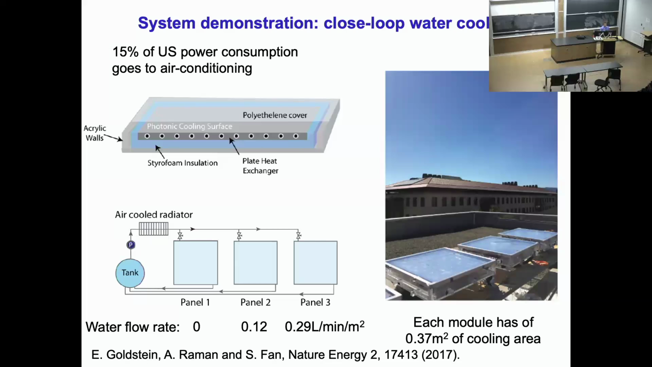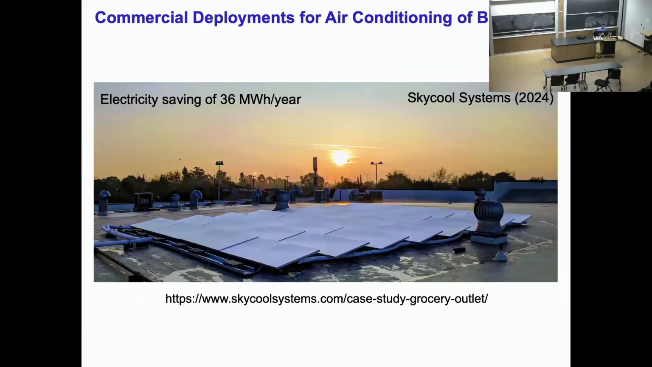15% of US power consumption goes to air conditioning. And so this, as a passive way to improve the efficiency of air conditioning, therefore is of commercial interest. So together with two of my postdocs, Eli Goldstein and Aswath Raman, we founded this company called SkyCool Systems that tries to deploy these radiative cooling panels on the roof in California.